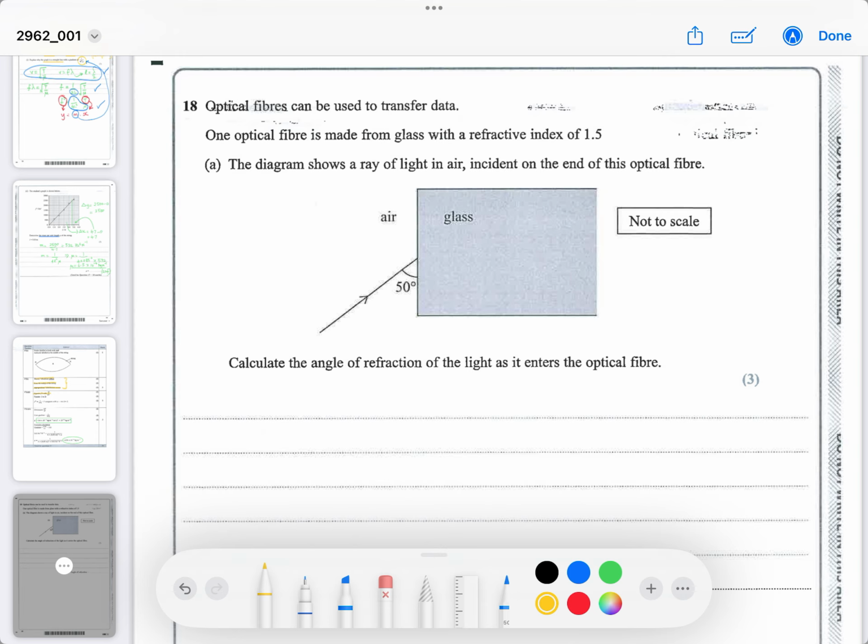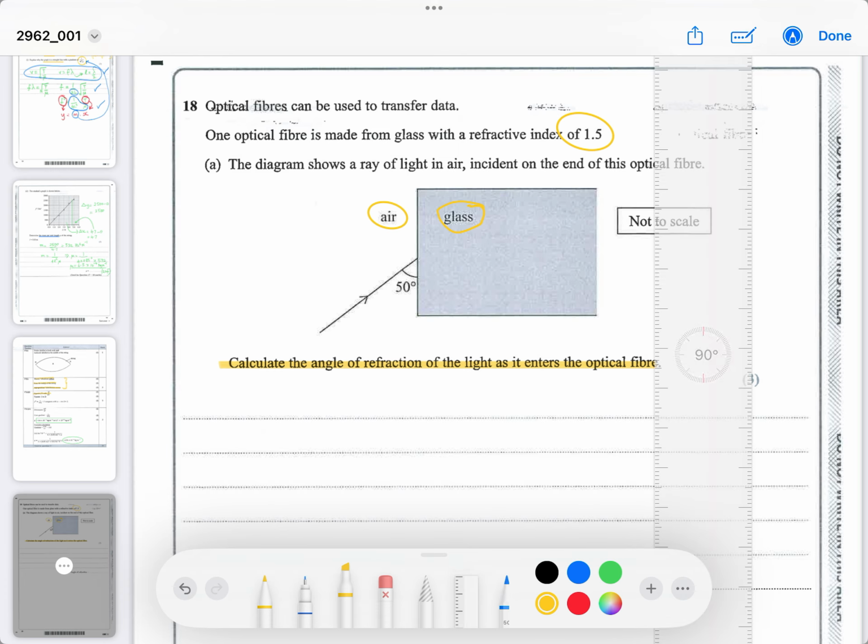Optical fibers can be used to transfer data, so they tell you that. One optical fiber is made from glass, so that has an n value of 1.5. And air is always 1.0, probably 1.00 to three significant figures. And they want you to calculate from the ray diagram the angle that it refracts. Okay, now be careful. You need to know the angle of incidence and the angle of refraction.